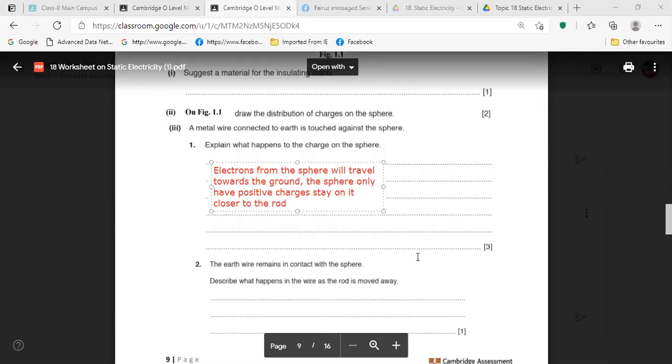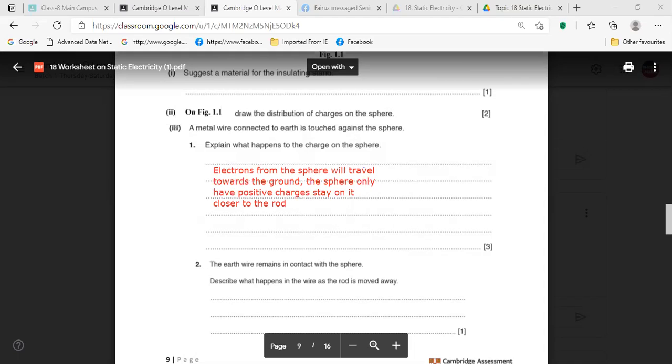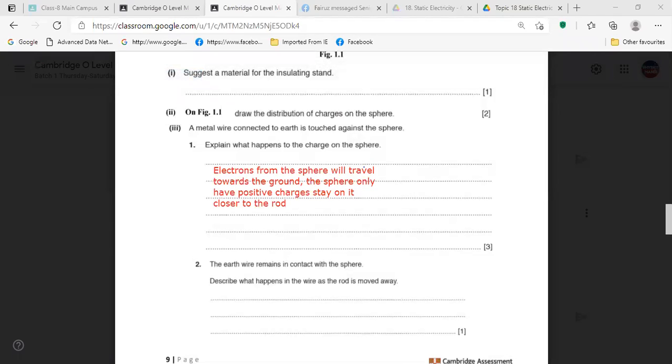Okay, have you understood this part, everyone? Yes, sir. So we are taking a snap of it. Very important. Now the last part. Continue. The earth wire remains in contact with the sphere. Describe what happens in the wire as the rod is moved away.